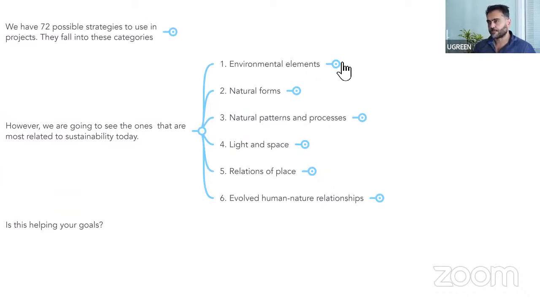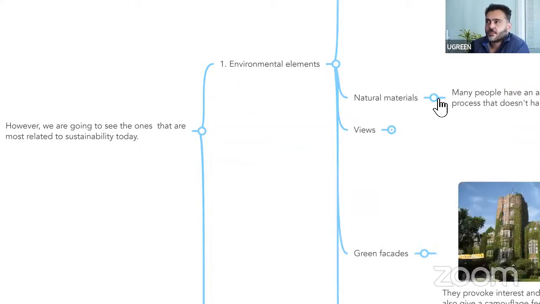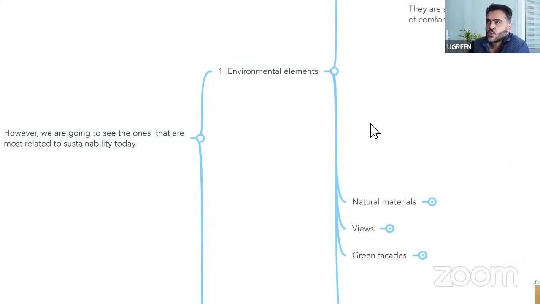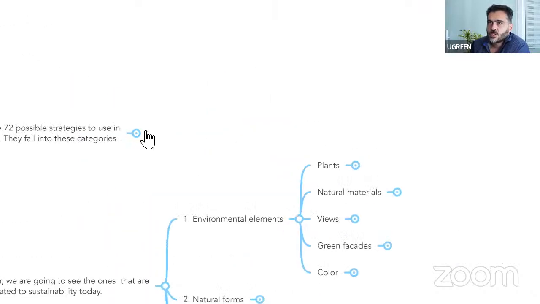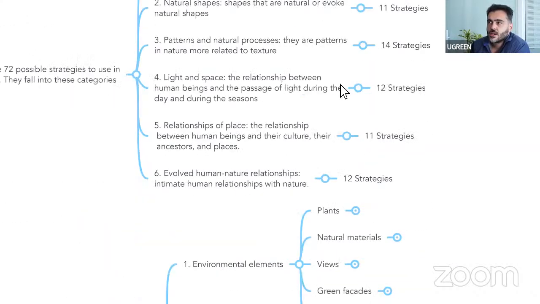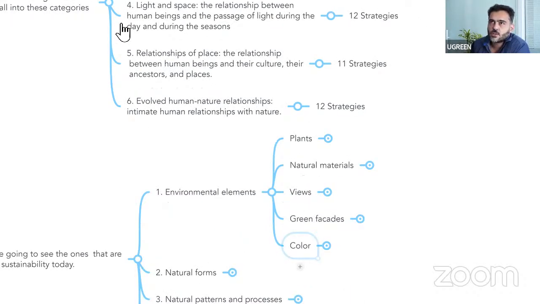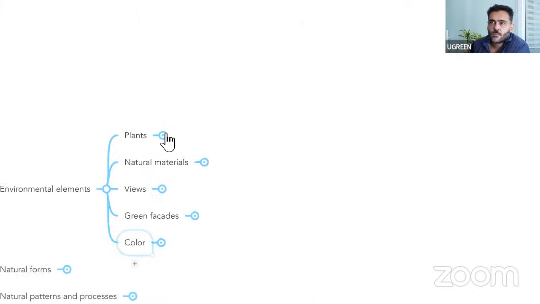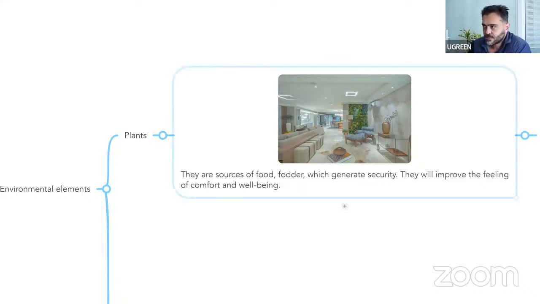Thanks, guys. Thank you. So when we are talking about environmental elements, I'm not going to expand all the strategies here, okay? We were talking about 12 strategies. We are just going to take a look at 5 strategies because these are more related to sustainability. So when we are talking about plants, for example, plants is what people usually think of in biophilic design. So I just want to talk about plants and remove that from our path.